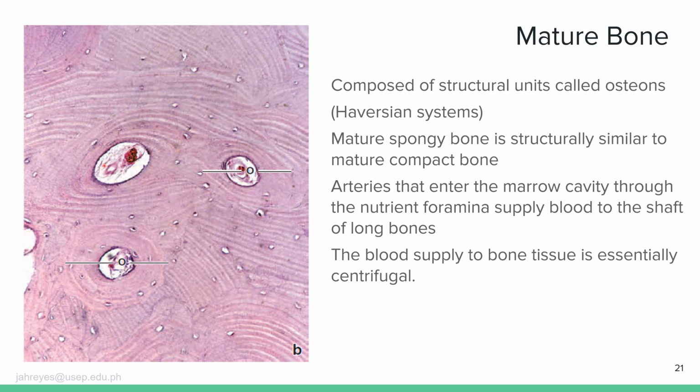So there is a central canal that contains vessels, and those vessels will enter the marrow cavity and supply blood to the shaft of long bones, because the shaft does not have that inherent blood supply. So the blood supply to the bone tissue is essentially centrifugal. So you can see the different lamellated appearance of the mature bone.